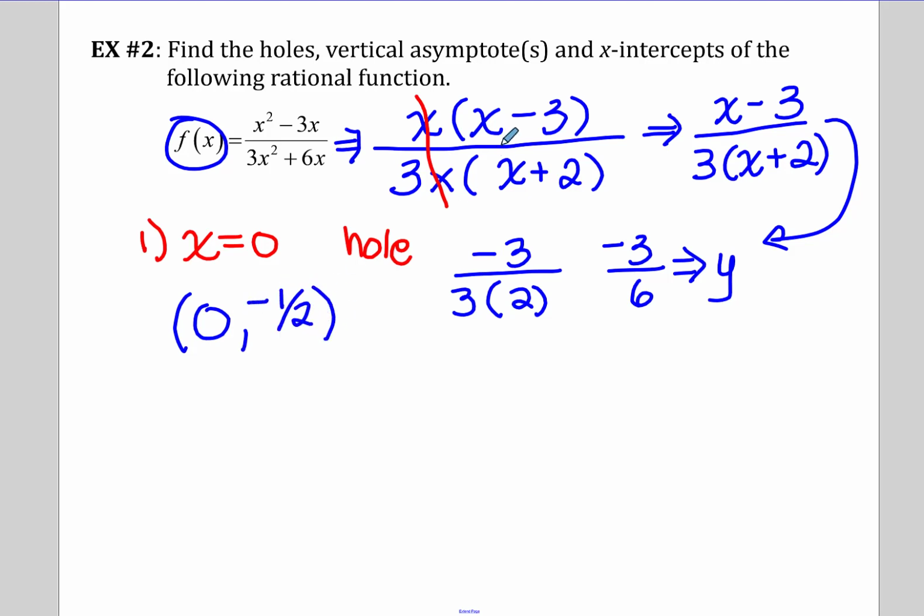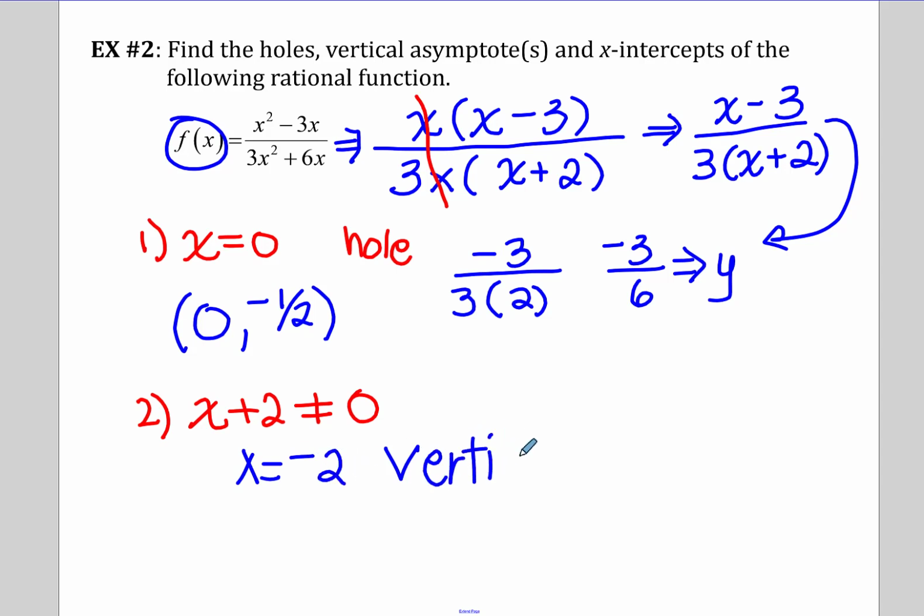Okay? What's next? Second, in the denominator, x plus 2 can't be 0. So when x is negative 2, we have a vertical asymptote at x equals negative 2.